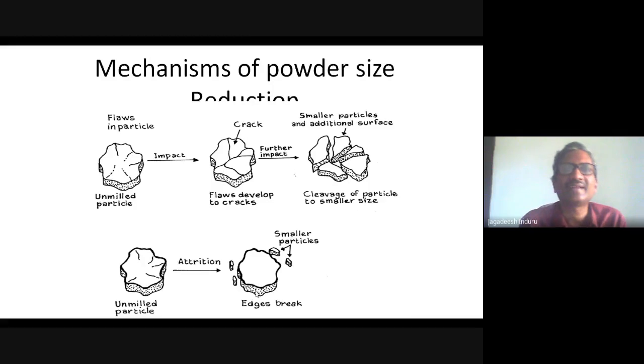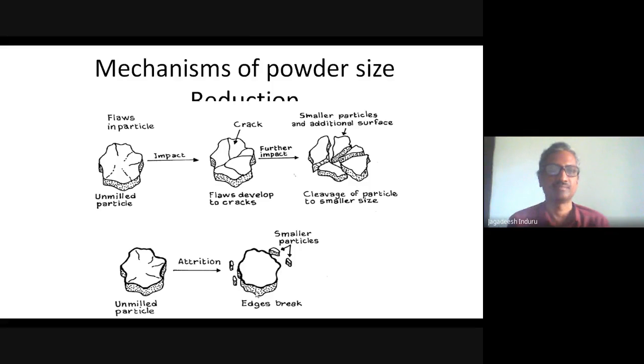So we have already learnt in size reduction. We have seen different mechanisms of the size reduction. We have already seen that every particle, when it is getting deformed or getting reduced from the coarse particle size to fine particle size, has two approaches.